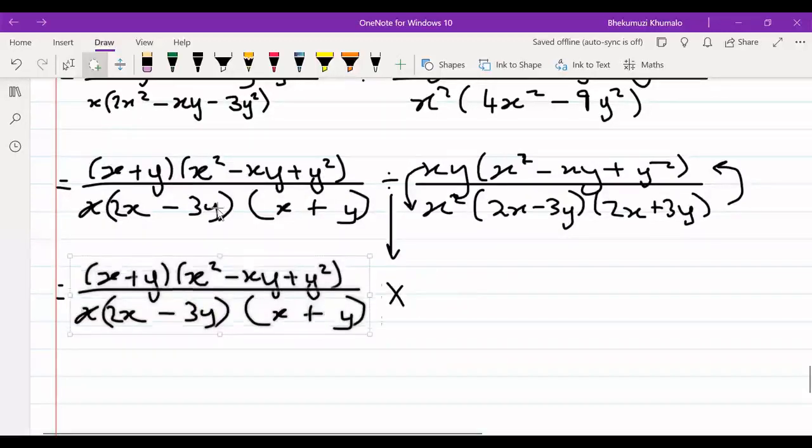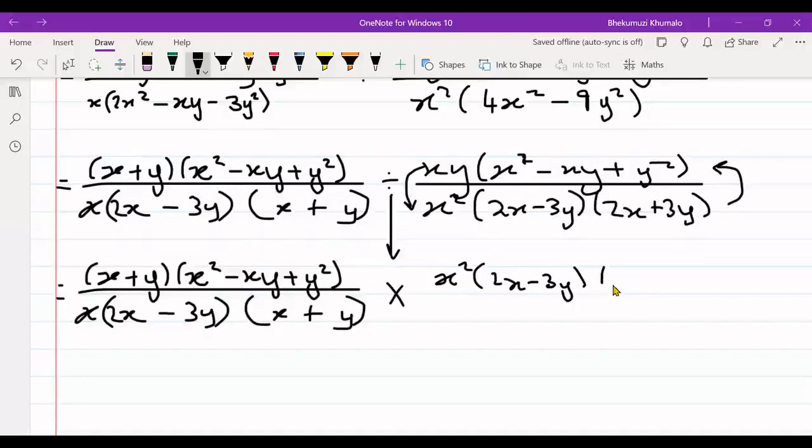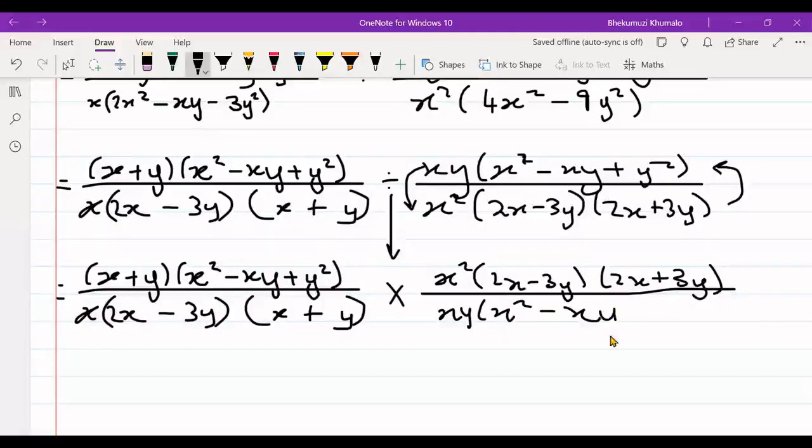Because there's nothing that we're going to do to this part. In this case, this is the only thing we need to do. We just needed to swap, and we changed the division to multiplication, as whenever we do fractions. So now at the top, we have x squared, 2x minus 3y. Here we have 2x plus 3y. And that is all divided by xy, x squared minus xy plus y squared.